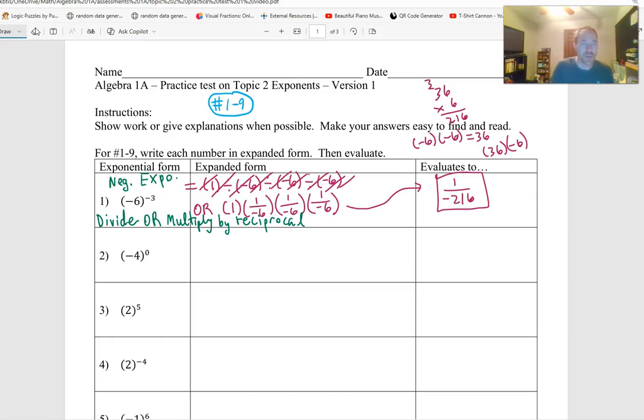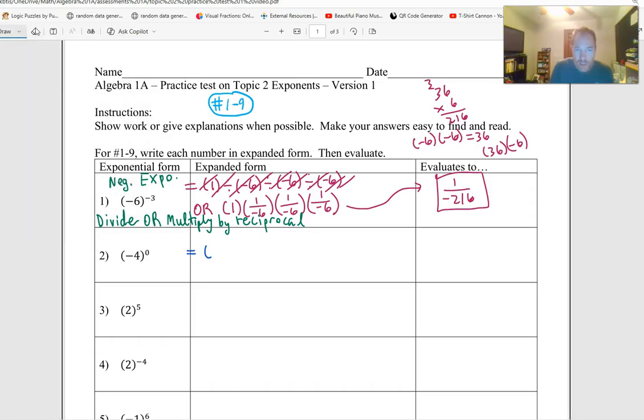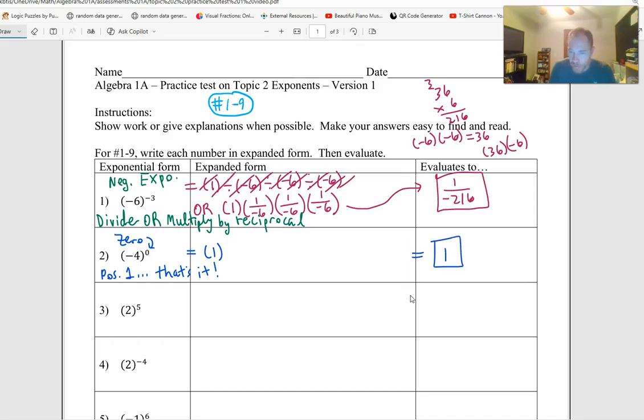So let's try number 2. We have -4 to the power of 0. First I can start with my positive 1, but here it's an exponent of 0. The idea would be you write down and multiply with the base of 4, 0 times. You don't write down the base of 4. You don't multiply with the base of 4. You just start with your positive 1 and you're finished. You're done. That's it. So expanded form, kind of boring there.